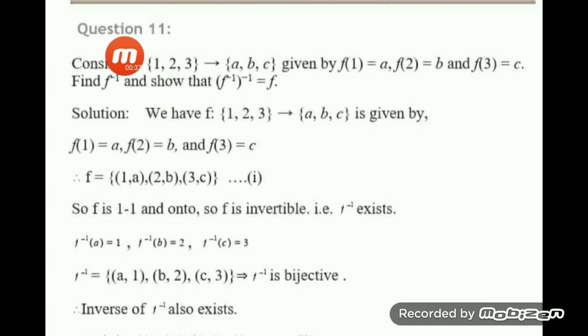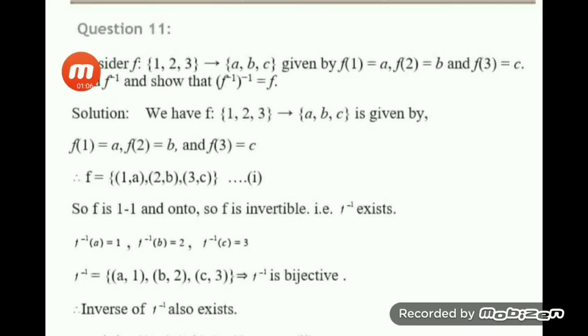This finite set {1, 2, 3} contains 3 elements. {a, b, c} is another finite set and f is a function from this set to this set. That means the domain of the function is {1, 2, 3} and the codomain is {a, b, c}. The function is defined like this: 1 is related to a under the rule f, 2 is related with b, and 3 is related with c. Your aim is to get f inverse.